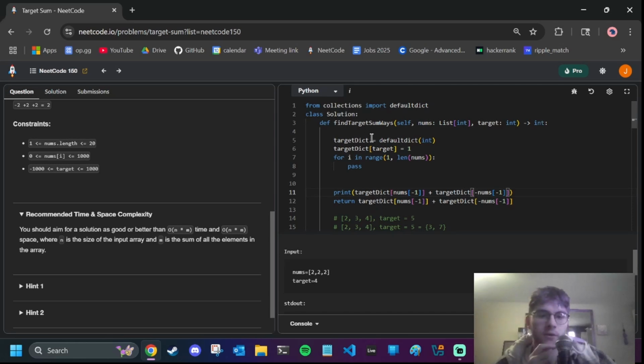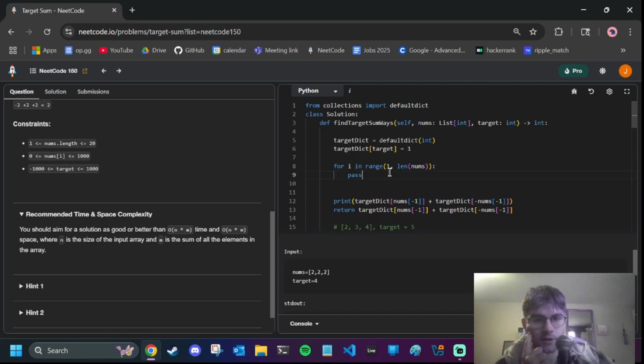If the target was 6, then these would both be 0, because 5 wouldn't be in the dictionary. Only 6 would be. Alright, so now what we're going to do is at every step, we want to iterate through the dictionary.